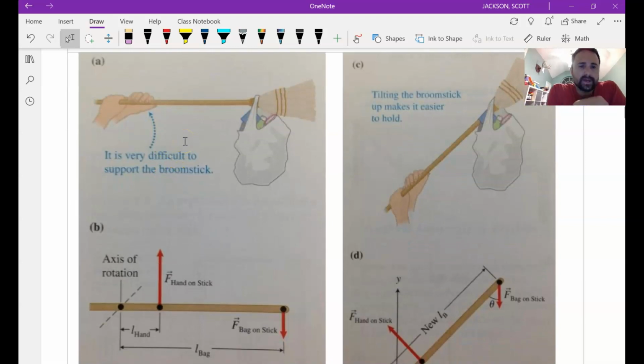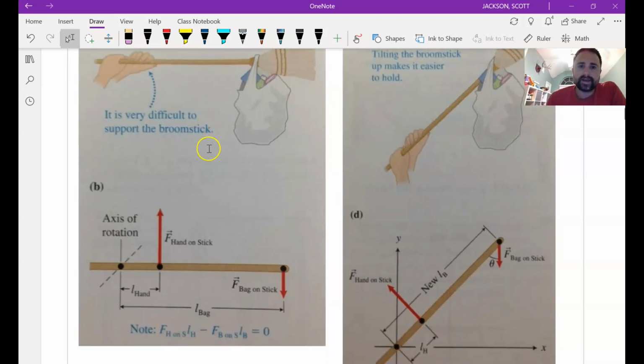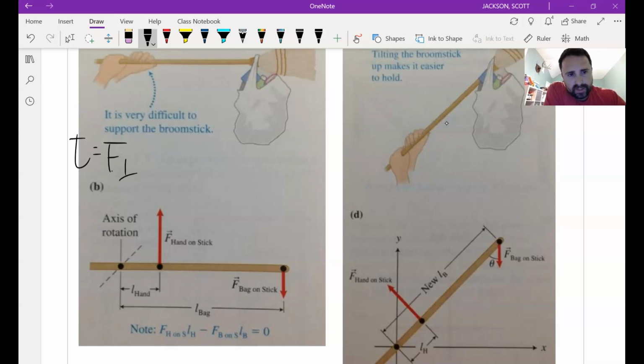Here's a wonderful example with a broomstick. Hey, if you think about this one, they're saying it's very difficult to hold a broomstick this way, and it's easier when you tilt it up. And I'll show you one here in just a second how that works. So let's look at it two ways. Torque equals F perpendicular to R, and torque equals F times that perpendicular distance, which we're saying is the same as lever arm. So here is my R, and here is my force.